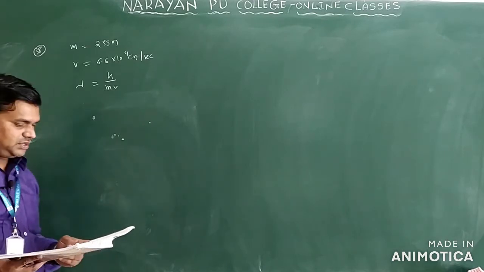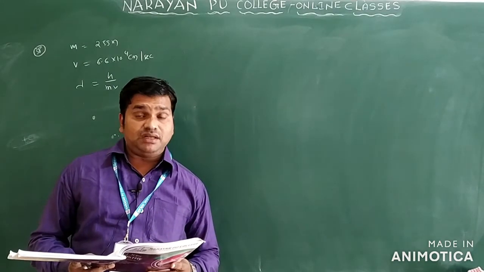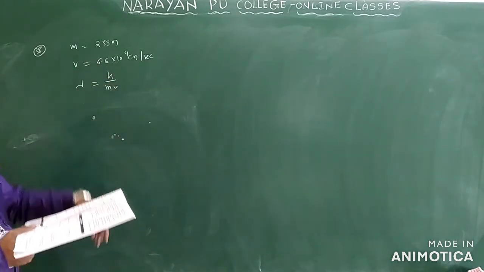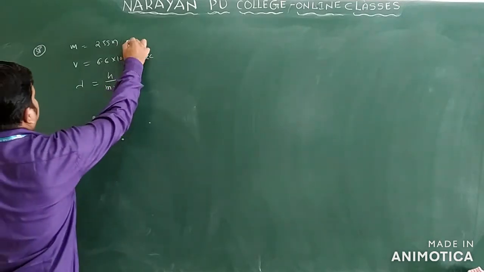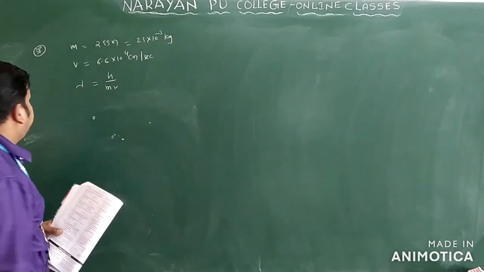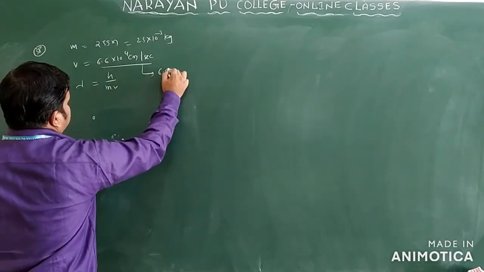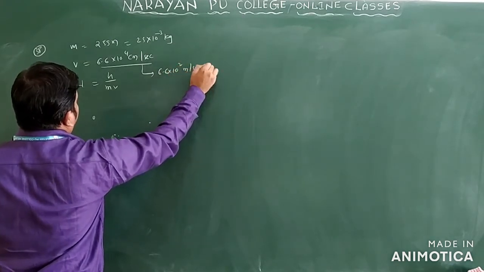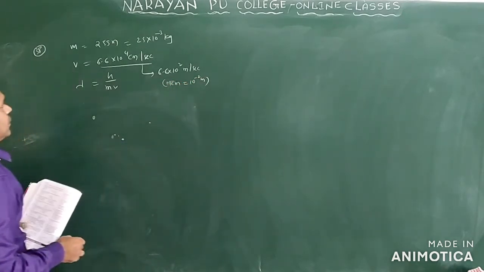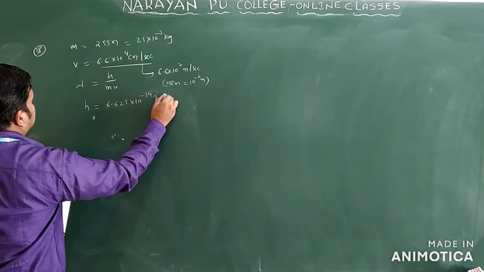See the next question, 38. A ball of weight 25 grams moves with velocity 6.6 into 10 power 4 centimeter per second. Find the de Broglie wavelength. You can use the formula lambda is equal to h by mv. Mass is given as 25 grams, which you can convert into kilograms: 25 into 10 power minus 3 kilograms. Velocity is given in centimeter per second, so convert to meter per second: 6.6 into 10 power 2 meter per second, since 1 centimeter is equal to 10 power minus 2 meter. Now the h value is 6.625 into 10 power minus 34 joule second.